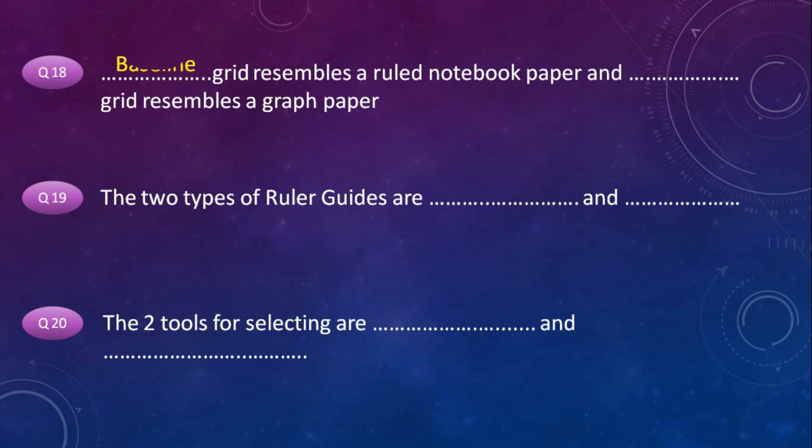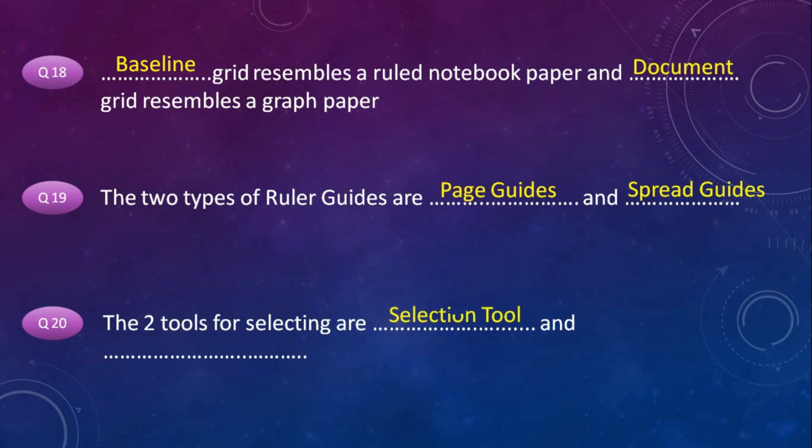The answer for these questions: baseline grid resembles a ruled notebook paper and document grid resembles a graph paper. The two types of ruler guides are page guides and spread guides. The two tools for selecting are selection tool and direct selection tool.